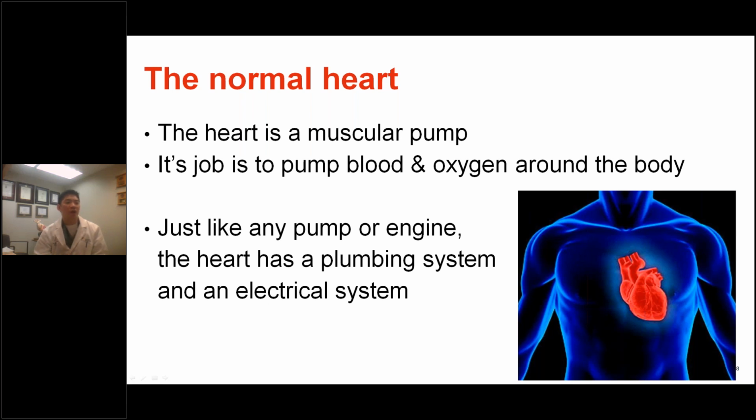Like any real engine or pump, the heart has its own natural plumbing system and its own natural electrical system. So the heart is a muscle and requires the plumbing system to deliver oxygen to itself. Because it is a muscle and requires nutrients and oxygen, it has a plumbing system that delivers blood and oxygen to its own muscles. It has a completely separate electrical system, and the electrical system controls how fast the heart will beat so that it can go slowly when you're sleeping, it could speed up when you're exercising or when you're excited, and that way it could meet the demands of your body.